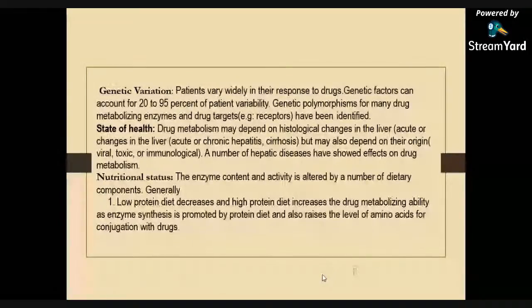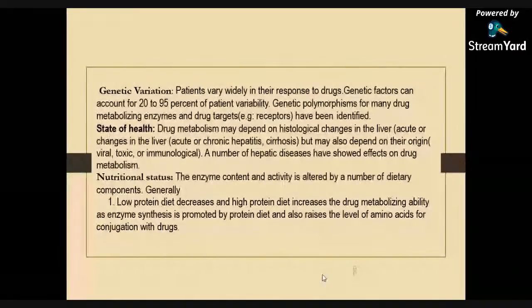Then the next parameter is the state of health. Drug metabolism may depend on the histological changes in the liver. You can predict that the major organ is the liver only. So if anything happens to the liver, it will directly affect the metabolism process. It may also depend on the origin, viral, toxic, or immunological effect. A number of hepatic diseases have shown an effect on drug metabolism.